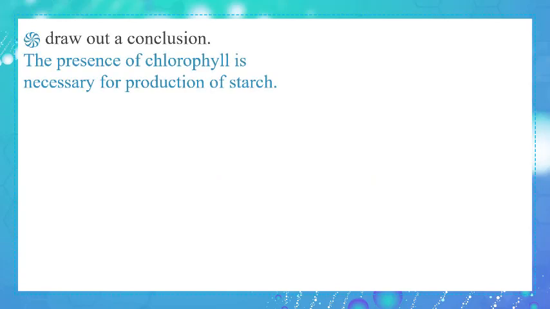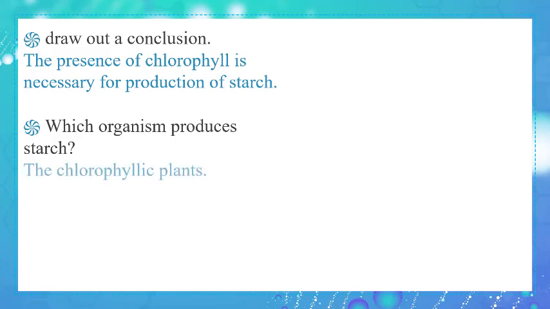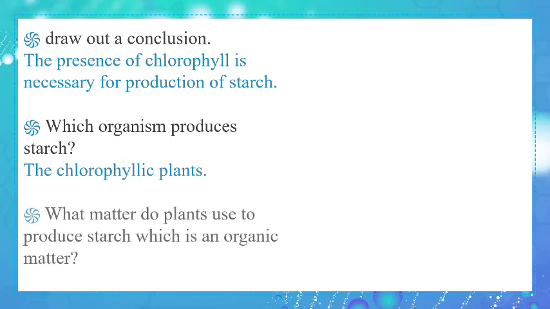What do you conclude from that? The presence of chlorophyll is necessary for the production of starch. So for the plant to produce starch, it must contain chlorophyll. Which organism produces starch? Which living thing can produce starch? Chlorophyllian plants, the plants that contain chlorophyll.